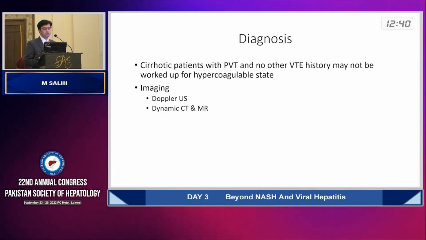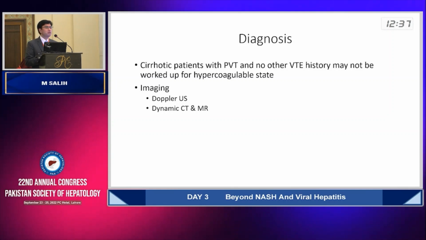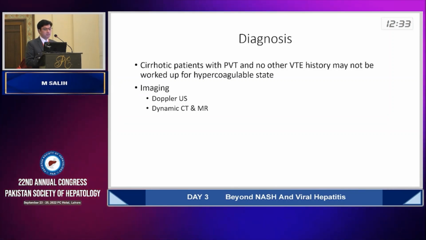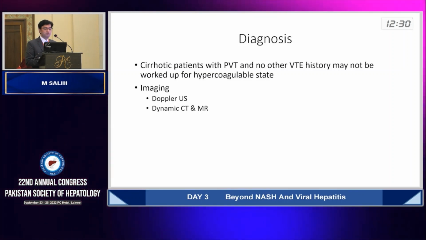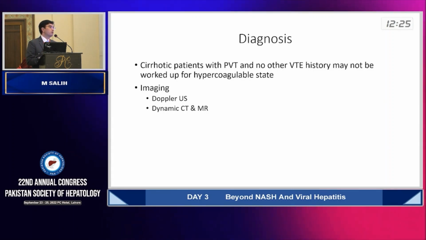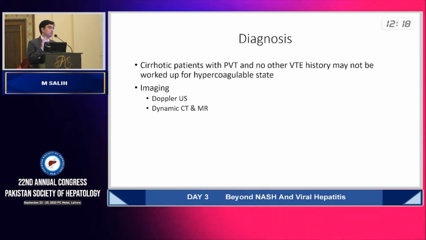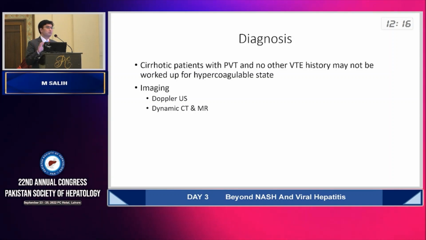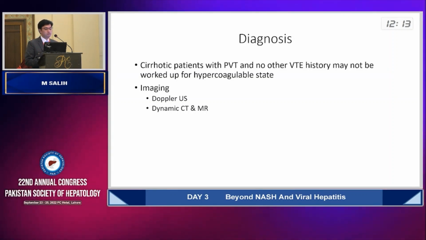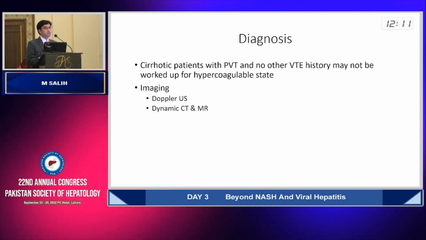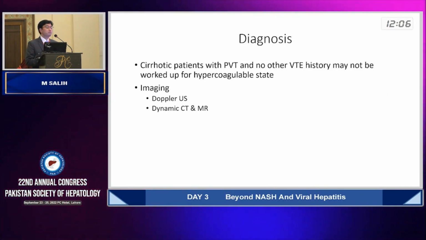So cirrhotic patients with portal vein thrombosis, how do we diagnose them? We diagnose them through Doppler ultrasound, dynamic CT scan and MR. In these patients with portal vein thrombosis, if there is no previous history of venous thromboembolic phenomena, one may not screen them for thrombophilia and all that, because it's probably only due to the liver cirrhosis, not other causes of thrombophilia. The diagnosis with ultrasound is confirmed with the dynamic CT scan and MR.